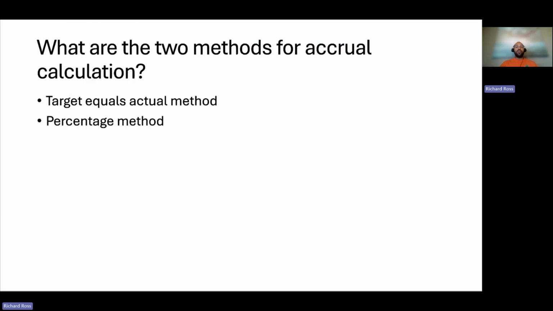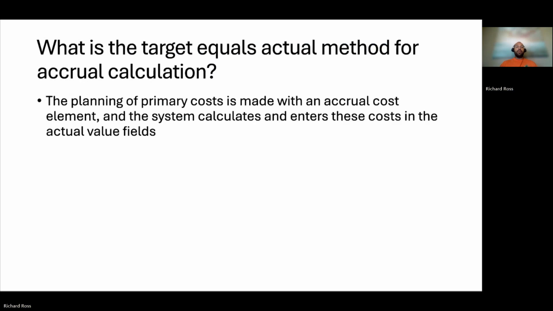What are the two methods for accrual calculation? Target equals actual method, percentage method. What is the target equals actual method for accrual calculation? The planning of primary costs is made with an accrual cost element, and the system calculates and enters these costs in the actual value fields.